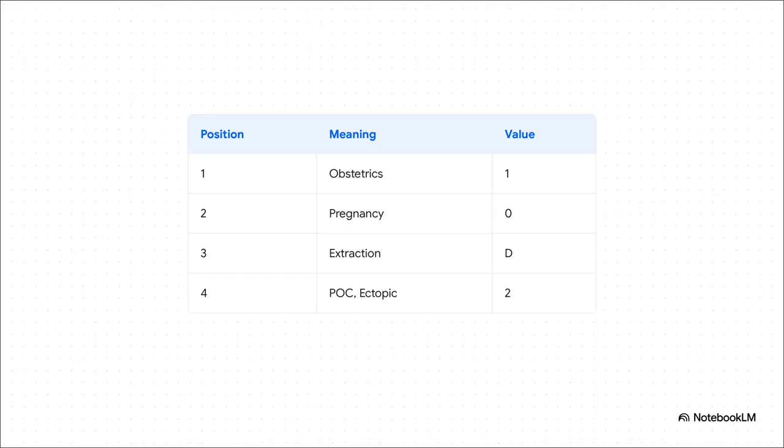Let's walk through a practical example here. If a physician removes an ectopic pregnancy endoscopically via the vagina, we build the code character by character. The section is obstetrics, 1. Body system is pregnancy, 0. The root operation is extraction, D, because we're pulling out the tissue. And the body part is ectopic products of conception, which is 2.